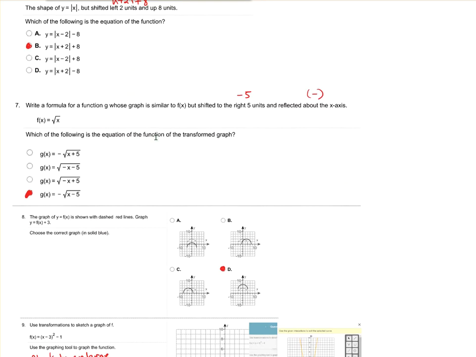Number 7, square root of x goes to the right 5 and is reflected about the x-axis. So this means there's a minus in front. This means we have an x minus 5 inside. So here we go. We got that.